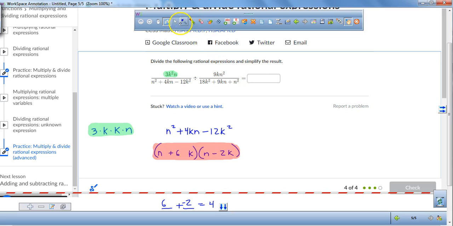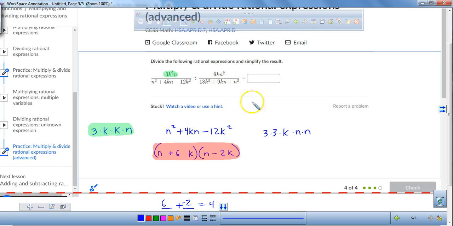All right, now we're going to factor the next thing, which is a 9 times a k times an n times an n. Let's break it down into its prime factors. So we have 3 times 3, because that's 9. 3 times k times n, that's 9kn squared.